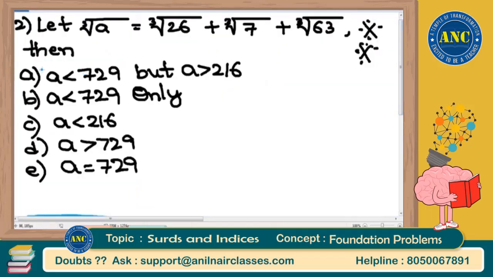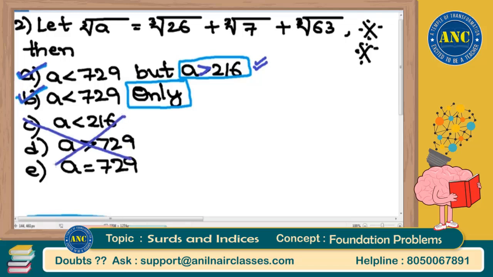If you see the answer options, the first option is correct, the second option is also correct, but in the second option they are saying A is less than 729 only. That is the only condition for A, and in the first option the other condition for A is greater than 216. Now let us check whether A is greater than 216 or not. If I find this condition, then I can easily mark either option A or option B. Anyway, the last three options are eliminated, right? Now see here how to check whether A is greater than 216 or less than 216.